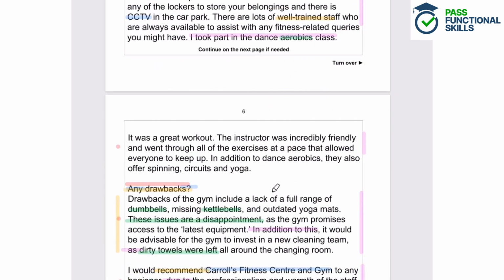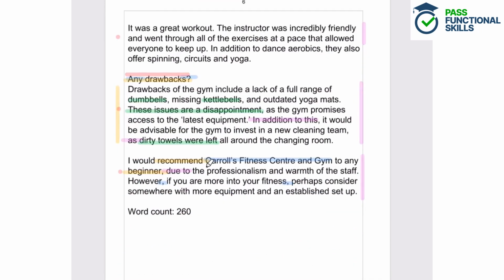We also have a bit of an understanding of different people within this general audience. So we've got references to both beginners and people that are more into their fitness. So that shows a recognition that in a general audience, you're going to have people with sort of different goals, different aims from reading this article. So it's really well adapted to the audience there.